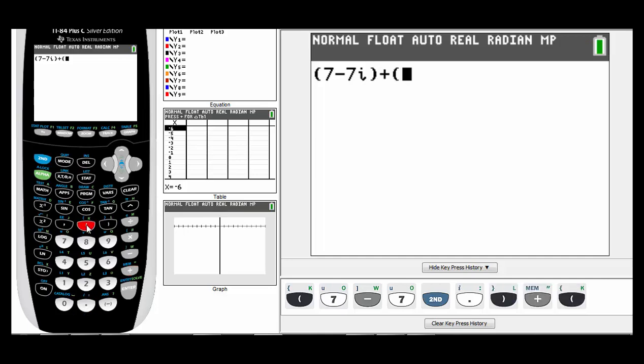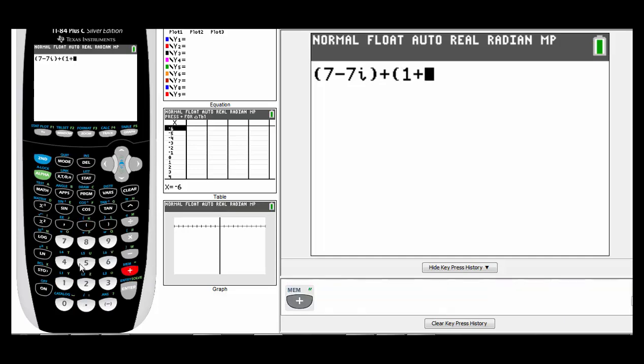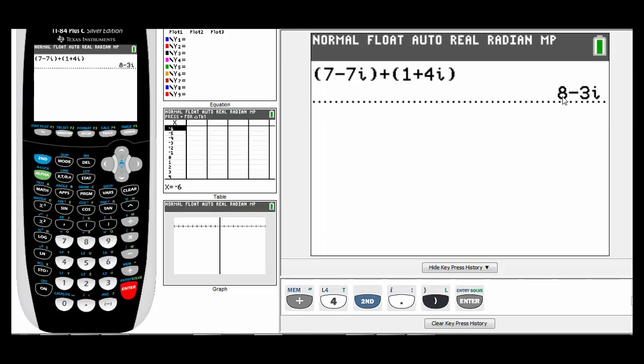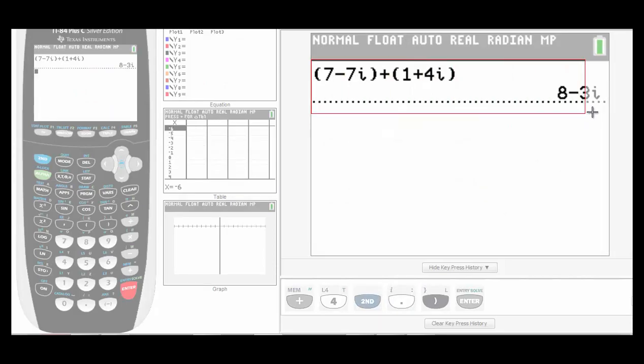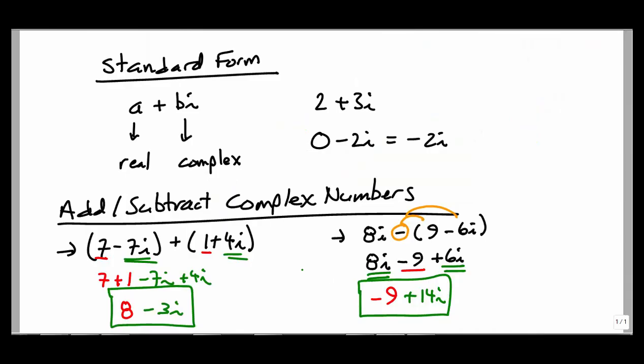And of course I'm just going to leave my parentheses up here. And then 1 plus 4, same thing again, second with the I key. And what happens is this puts our answer in standard form, so I have 8 minus 3i. So if I remember right, we did get 8 minus 3i for our first answer. So here is my 8 minus 3i. So again, use your calculator to check your work, to double check everything that you're working on is correct. Now sometimes if you get really high powers of i, the calculator might run into some problems, but for the most part you should be able to check your answers.